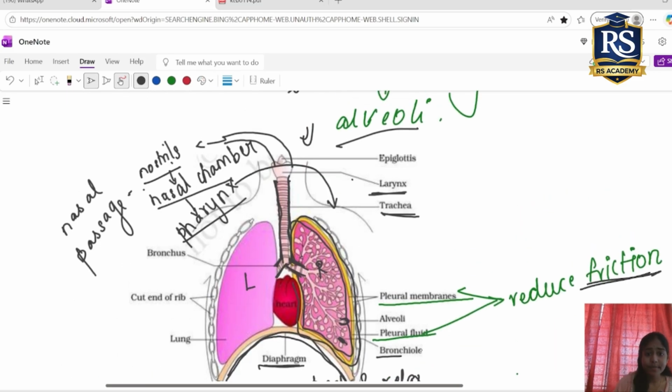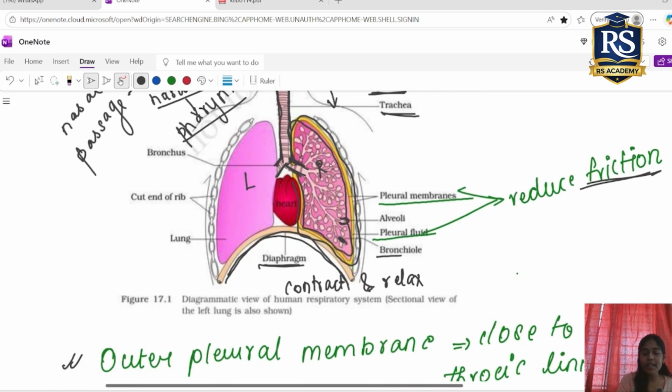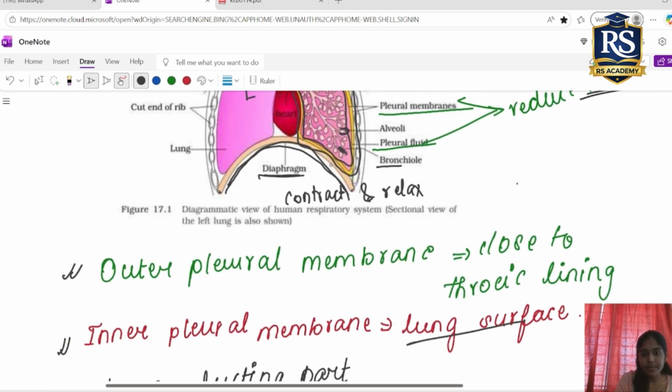We will see through it. Okay. And epiglottis is the leaf-shaped thin cartilaginous flap which we have seen, which helps in the prevention of entry of food and air into the larynx. Okay. Now, by this, I am concluding the diagram.